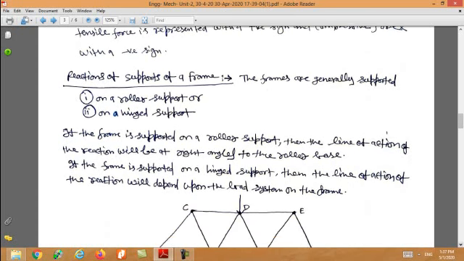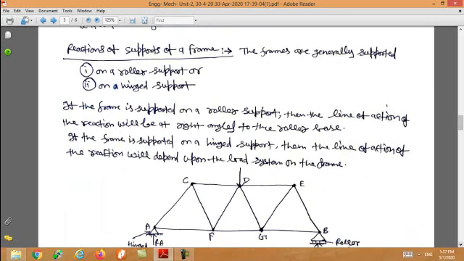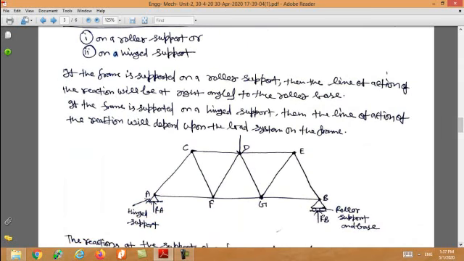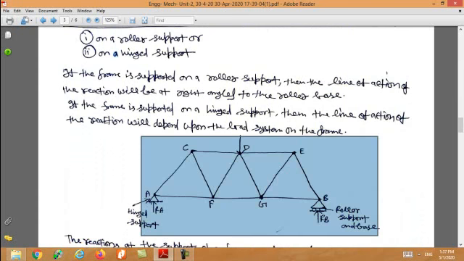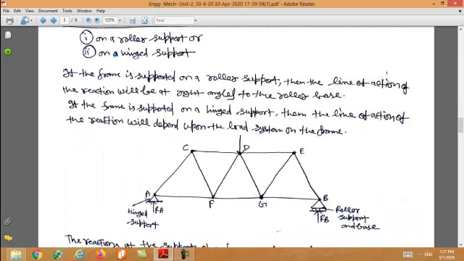So, reactions of supported frames. The frames are generally supported on roller supports or hinge supports. Here you are seeing a truss where one is a hinge support and the second is a roller support. If the frame is supported on the roller support, then the line of action of the reaction will be at right angle. So here you are seeing the right angles. But if the frame is supported on the hinge support, then the line of action of the reaction will depend upon the load system on the frame.